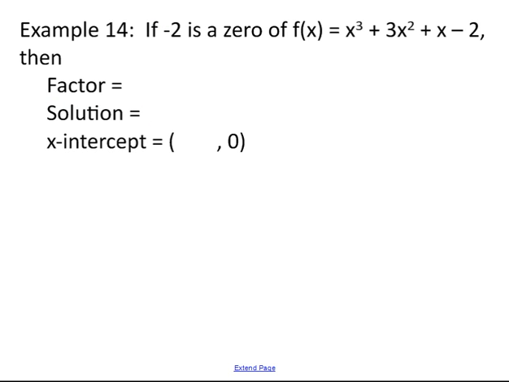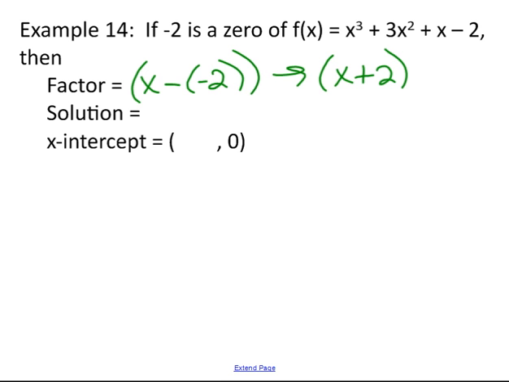If negative 2 is a 0, then the factor would be x subtract a negative 2, or we would say x plus 2. Solution would be x equals negative 2, and the x-intercept negative 2, 0.